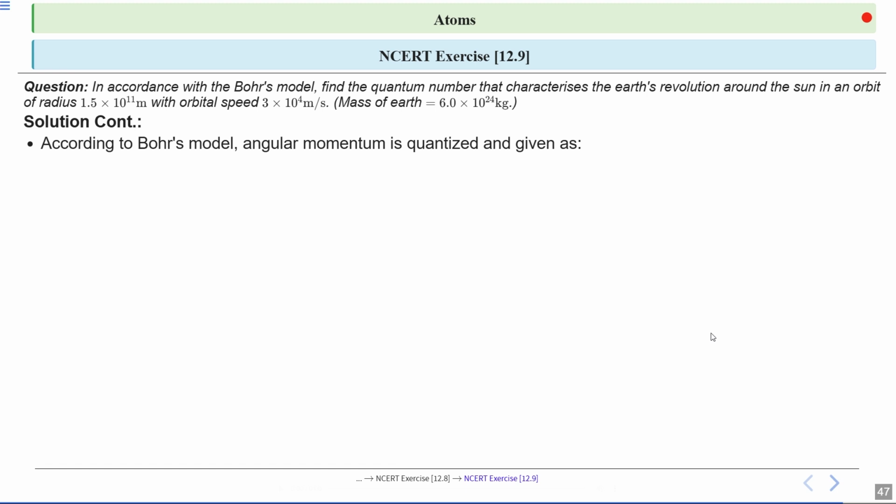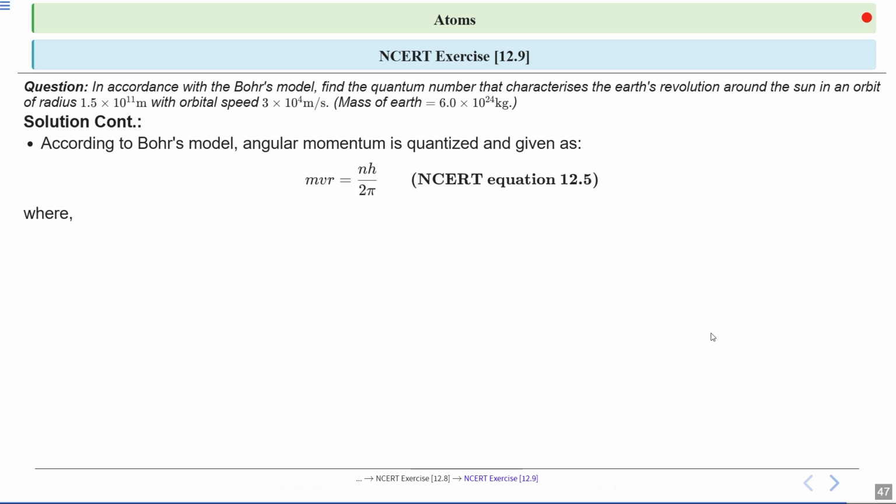According to the Bohr model, angular momentum is not just any value, it is quantized, meaning it can only take on specific allowed values. This is a key idea in quantum physics. Here is the quantization condition for the Bohr model: mvr equals nh by 2 pi, according to NCERT equation 12.5. In this formula, m is the mass of the object, v is its speed, r is the radius of its orbit, n is the quantum number, and h is Planck's constant.